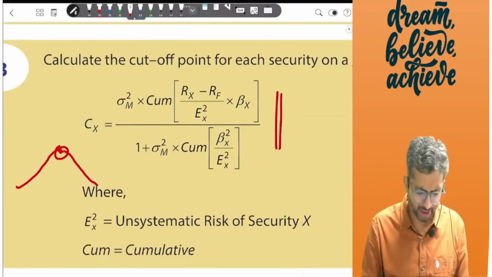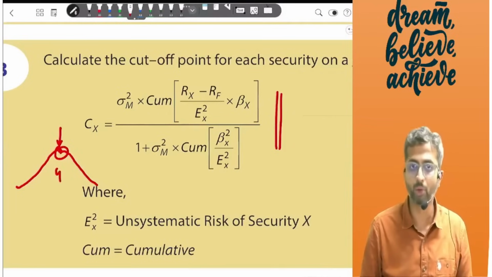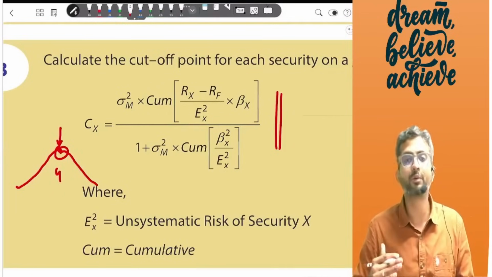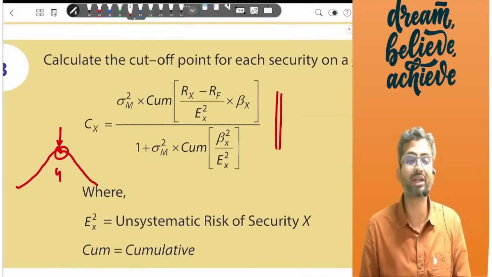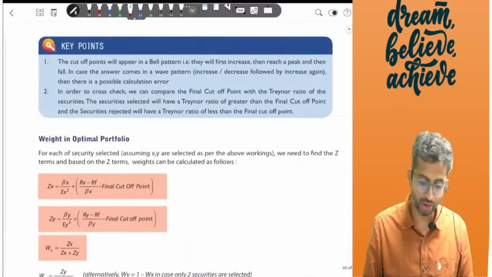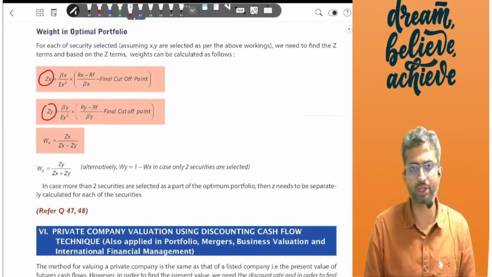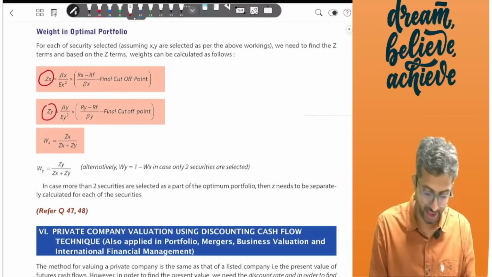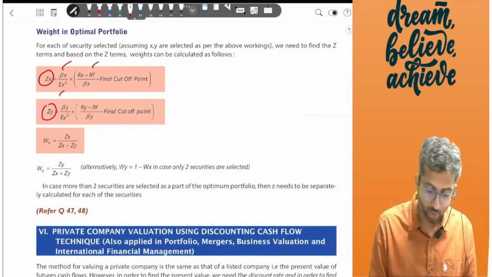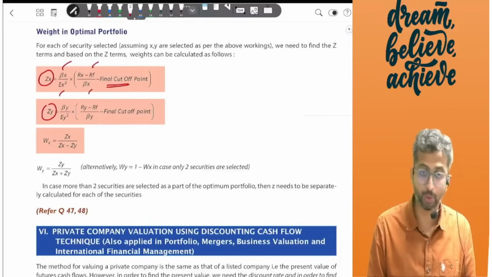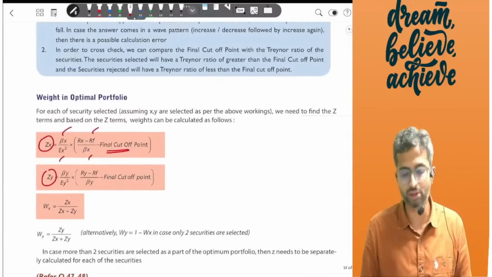This requires practice. So the security which is at the highest cutoff point, let's say this comes at security number 4, in which case you will select the 4 securities as a part of your portfolio. That is your optimum portfolio. However, you don't know what weight to give to each of the securities, so Sharpe makes your life even more miserable. Sharpe says that you will try to find Z for each of those securities. If you have 4 securities, for each of them find the Z. Z is calculated as beta of that security upon the unsystematic risk of that security into the reward to risk ratio of that security minus the final cutoff point. So whatever is the final cutoff point value that has come over here, you will take that and find the Z of each of these securities.